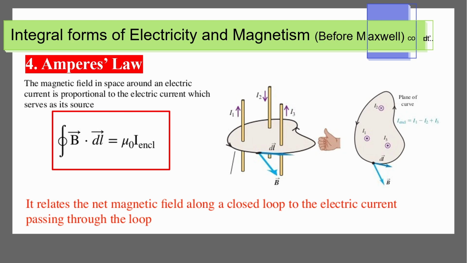Now we will discuss Ampere's law, another fundamental law of electromagnetism that describes how magnetic fields are generated by electric currents and changing electric fields. Ampere's law states that the magnetic field in space around an electric current is proportional to the electric current, which serves as its source. Ampere's law can be mathematically expressed in this way, where B stands for the magnetic field, dl is the small path element, mu naught is the permeability of free space, and I is the current enclosed by the loop.